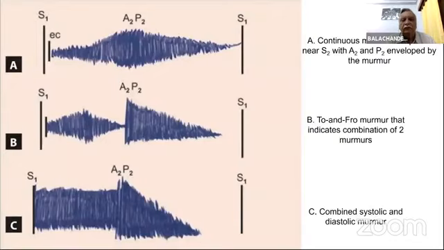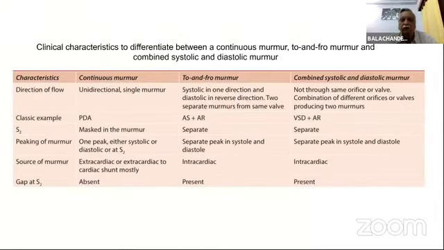Next slide. So this diagram I've taken from Essentials of Postgraduate Cardiology, which is a very good book. And this chapter on continuous murmur is written by Dr. Ranjit Nath from RML. So one or two diagrams I've taken from them. It nicely shows the continuous murmur of PDA, the to-and-fro murmur which occurs in AS and AR, and of course the systolo-diastolic murmur, which is seen in VSD with AR. And the next table, next slide, also shows the difference between a continuous murmur, a to-and-fro murmur, and a systolo-diastolic murmur.